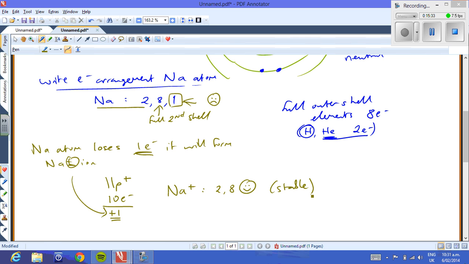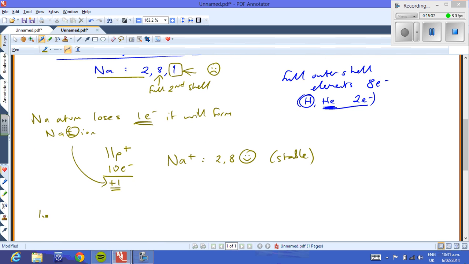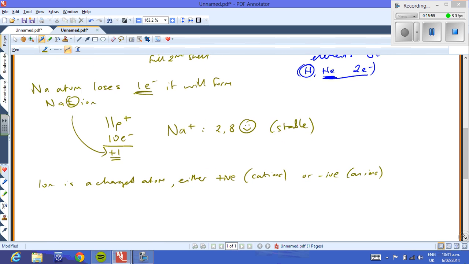So ions are charged atoms, just to complete now and lead into next week. An ion is a charged atom, and they can be either positive, so that's shorthand for positive. Positive ions are referred to as cations, or negative. Negative ions are referred to as anions. And we'll have more focus on ions later in about a week and a half.